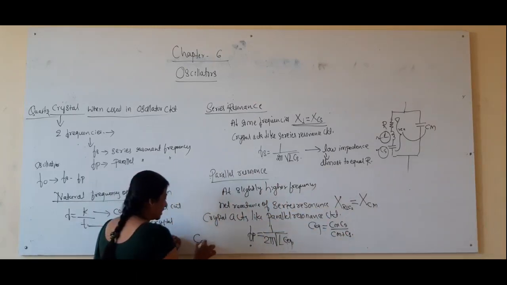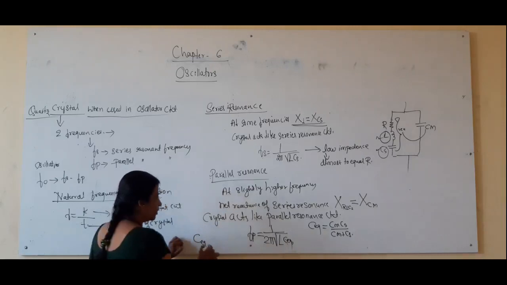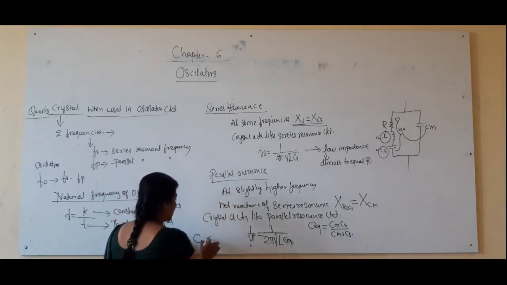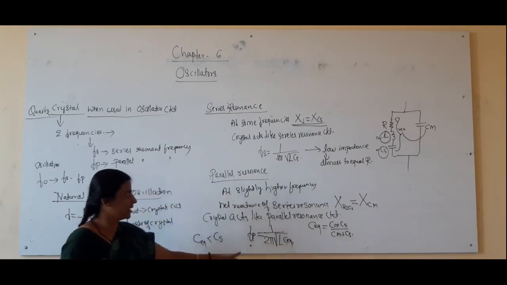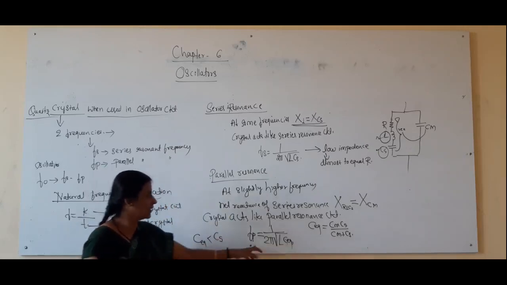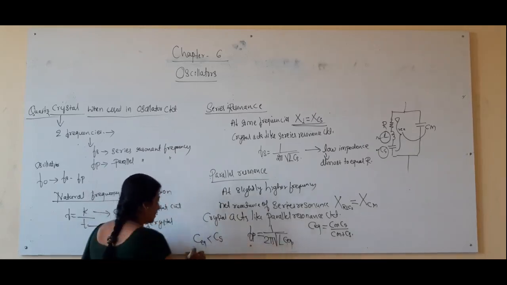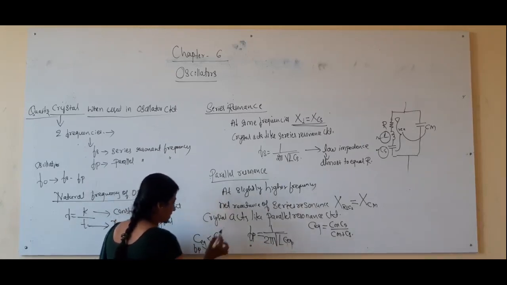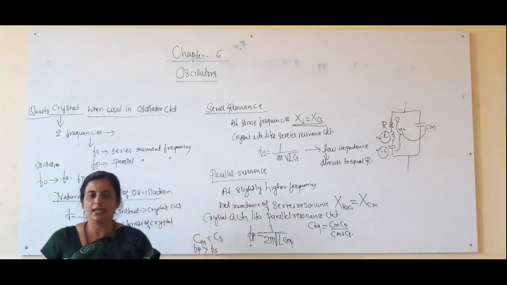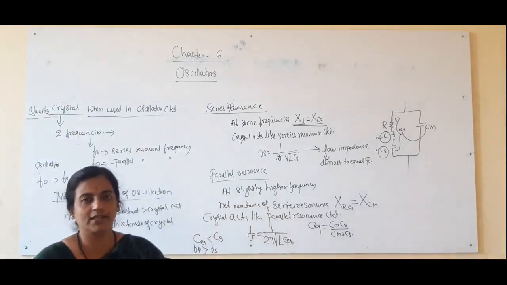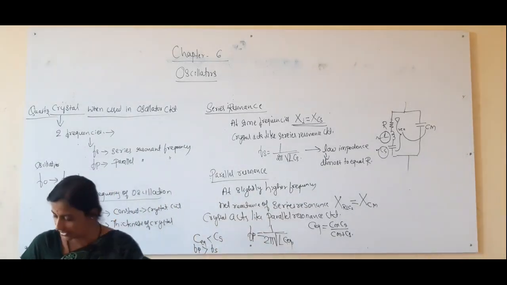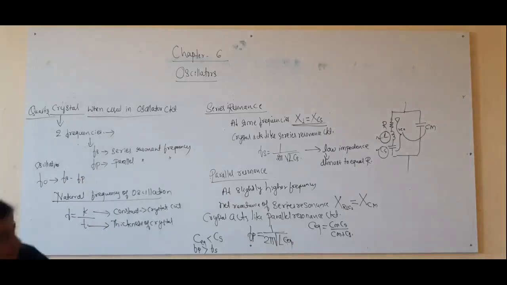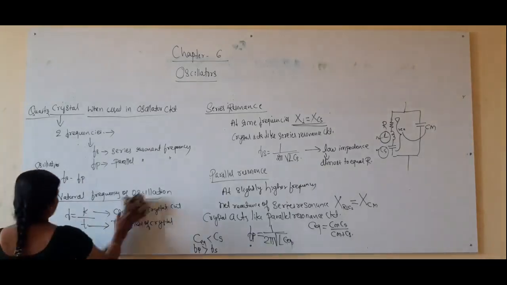Since we know that this CEQ is always less than CS, automatically FP is obviously higher than FS. FP, that is the parallel resonating frequency, is always greater than the series resonating frequency. So this is about the quartz crystal.